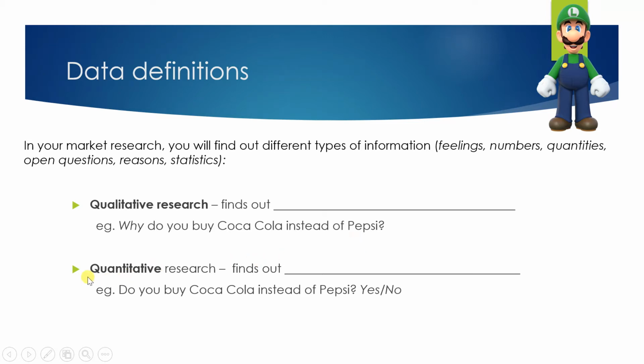And the second question, quantitative research. Do you buy Coca-Cola instead of Pepsi? Yes, no. And as you can see, the answer's there as well. Because if you think about it, with yes, no's, you can ask lots and lots of people, thousands of people, and you can count the answers.